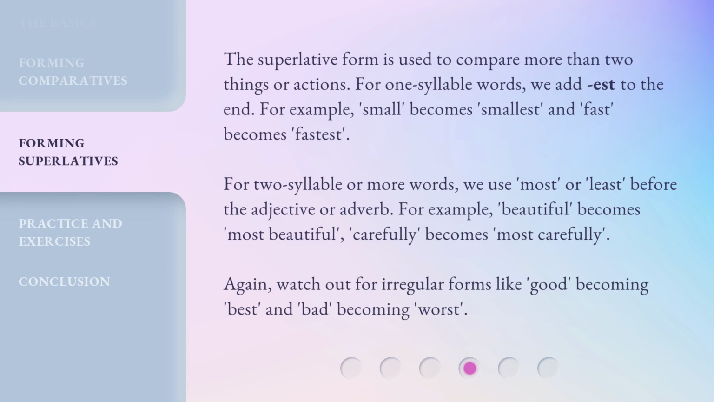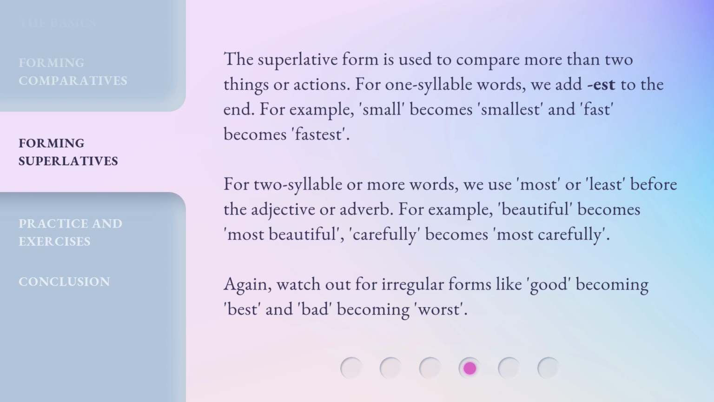The superlative form is used to compare more than two things or actions. For one-syllable words, we add "est" to the end. For example, small becomes smallest, and fast becomes fastest.